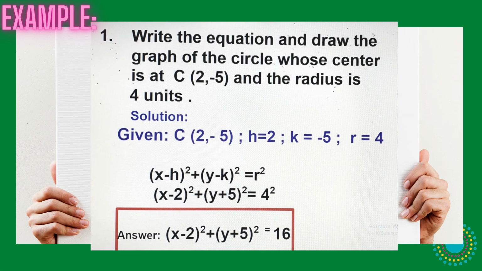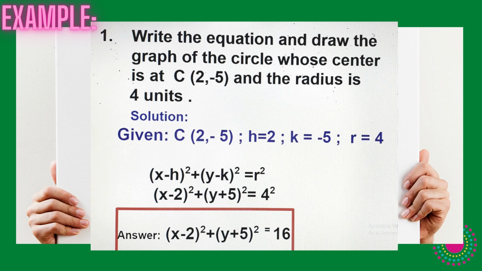Example number 1: write the equation and draw the graph of the circle whose center is at C(2, −5) and the radius is 4 units. From the given, we can say that the center is at (2, −5). From (2, −5), the value of h is 2, and the value of k is −5, and the radius equals 4. Using the equation in standard form, (x − h)² + (y − k)² = r². This is easy. All you have to do is plug in 2, −5 for (h, k) and 4 for r.